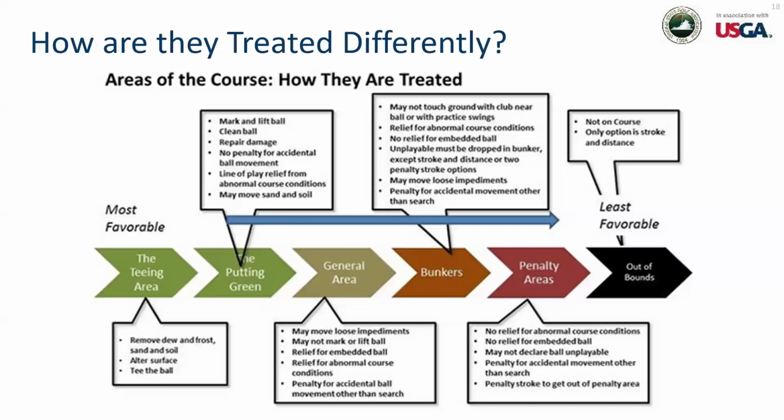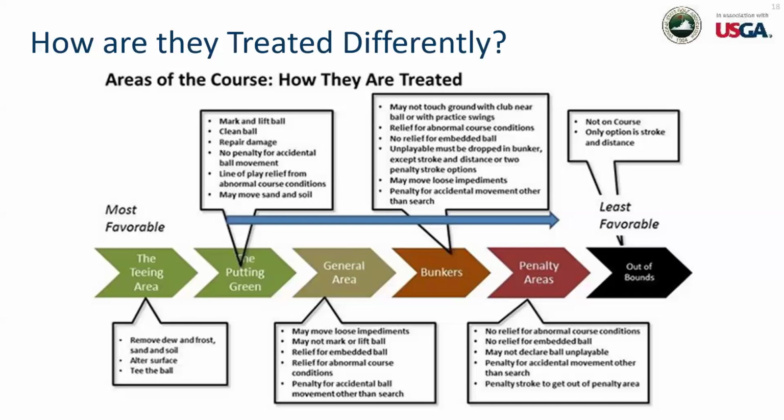You cannot improve the conditions affecting the stroke, which are the lie, area of stance or swing, the line of play, or the relief area, by various means that are otherwise allowed in the teeing area and on the putting green. Free relief is allowed for physical interference from an abnormal course condition and dangerous animal conditions, but not for interference with line of play.